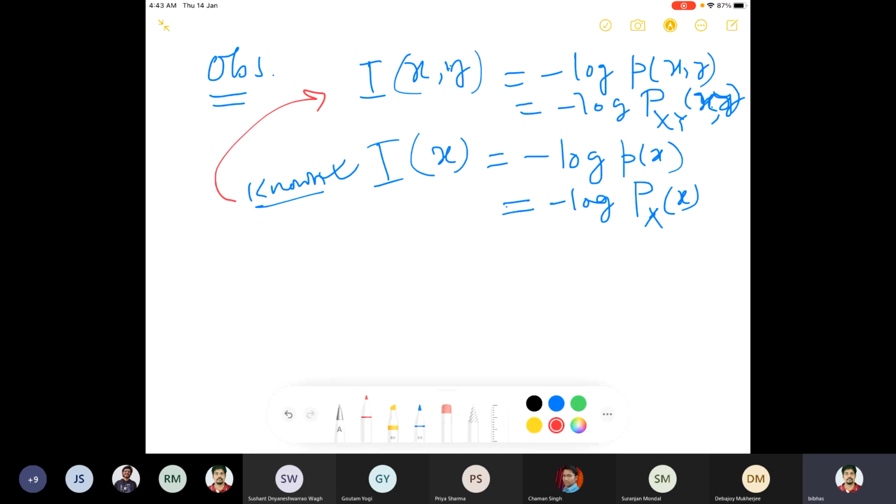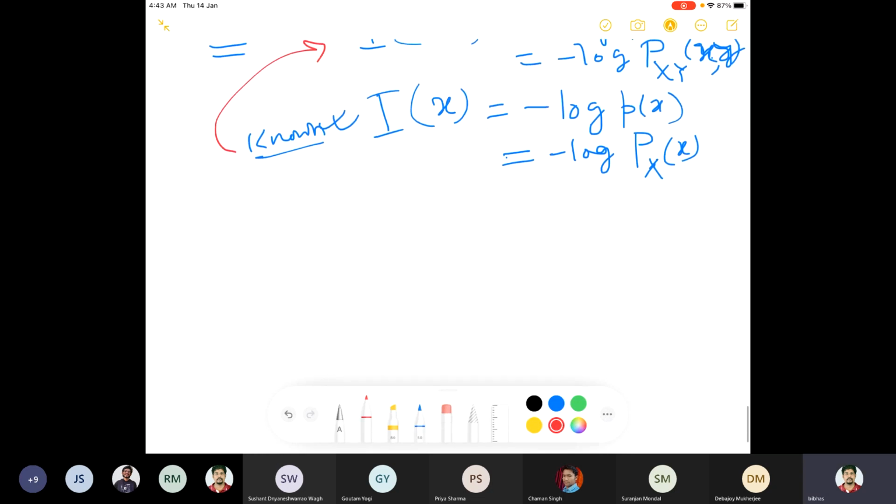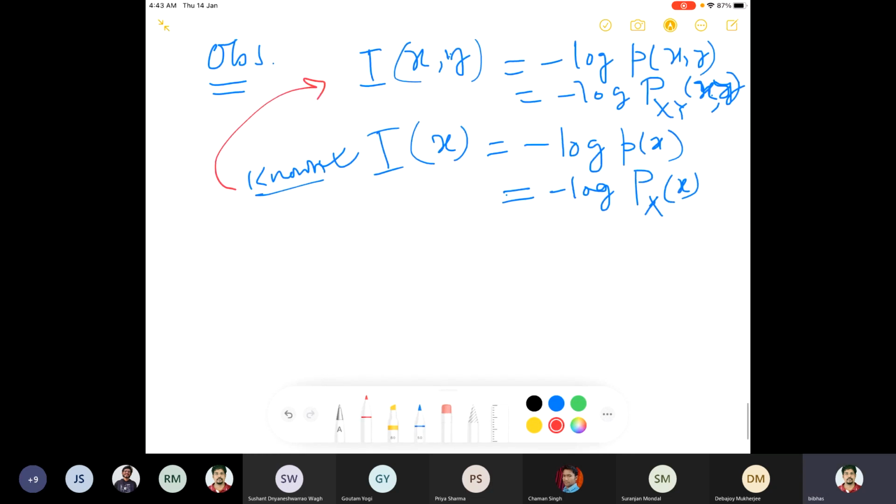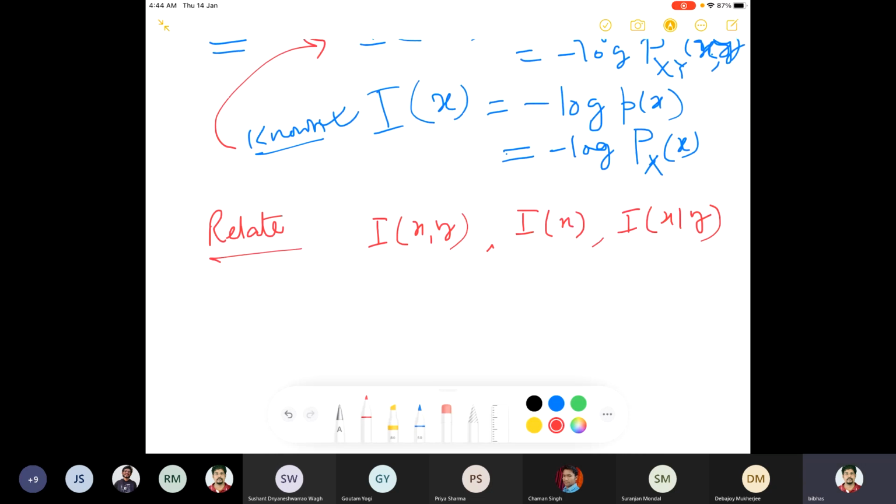Now what I want to do is relate, this is my next question. Relate the following quantities. One is I(x,y), which is self-information about (x,y). I know about self-information I(x), and I know about self-information I(x given y). When y is known, what is the self-information about x? Now, can we relate these three quantities from the definition? I have all the definitions now. Now can we relate all this?